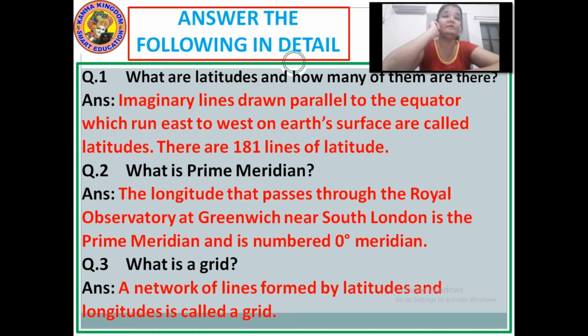What are latitudes and how many are there? First question. Second, what is prime meridian? And third, what is a grid? Okay, note it down. Moving further is question number 4 and question number 5.